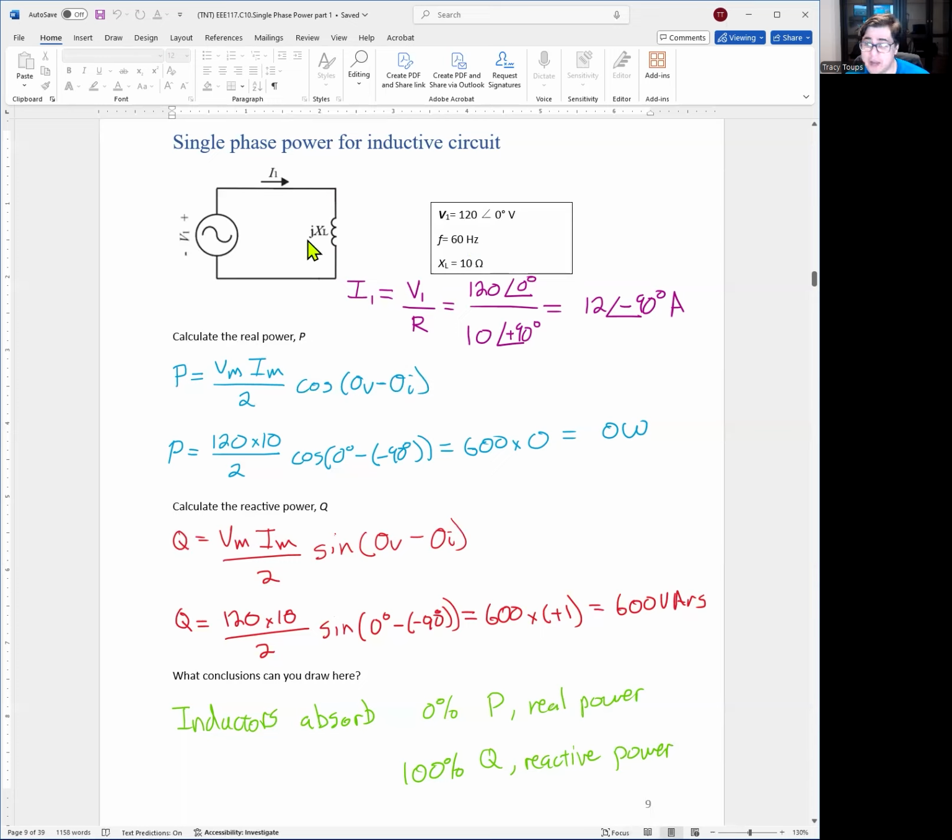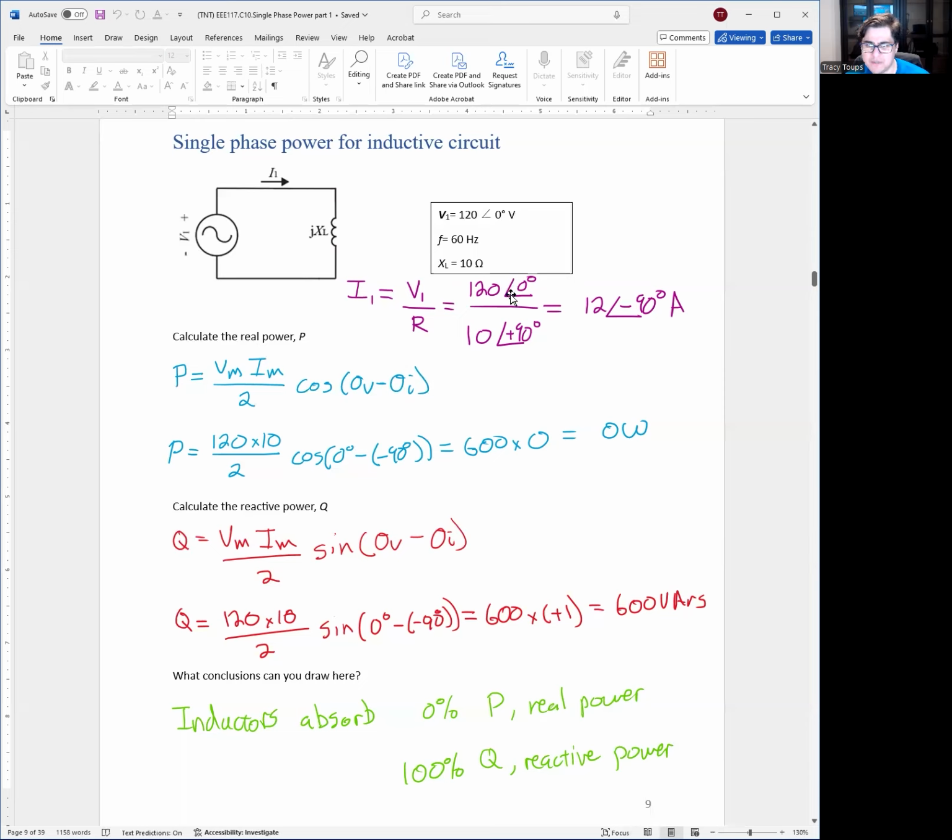Now remember, it's a j. This is an inductor, so you're going to have a positive 90 degrees. Anytime you have a j, that's always a positive 90 degrees. So you have 120 angle 0 degrees divided by 10 angle positive 90 degrees. Do the math, and you're going to have 12 angle negative 90 degrees.